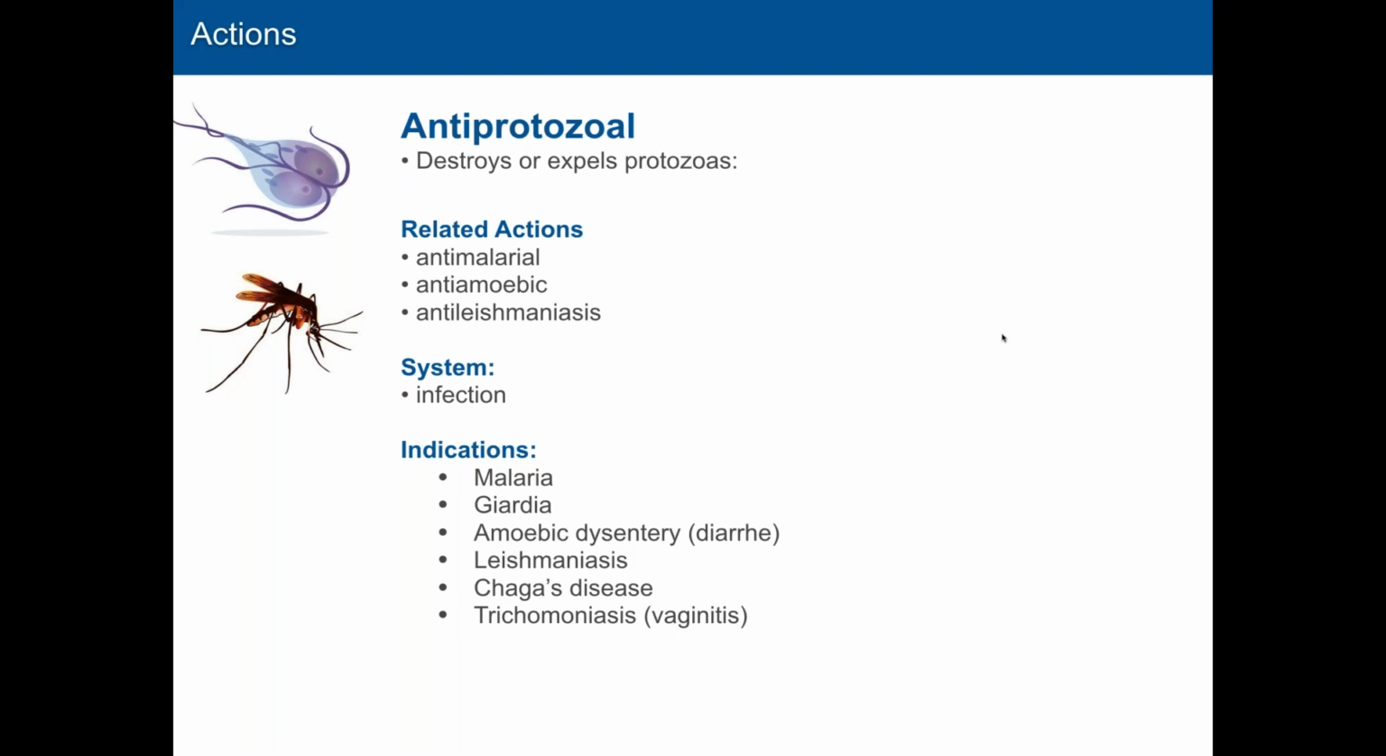Leishmaniasis doesn't cause diarrhea, but causes severe skin issues. I've seen it down in the Amazon, people with it. Chagas disease is another South American parasite. And then trichomonas is a type of vaginal infection caused by a parasite as well.